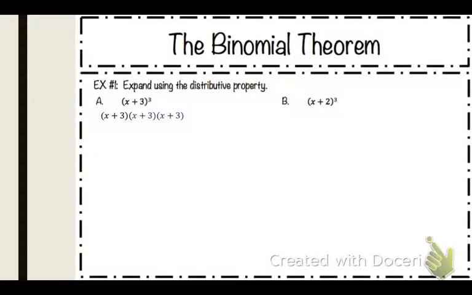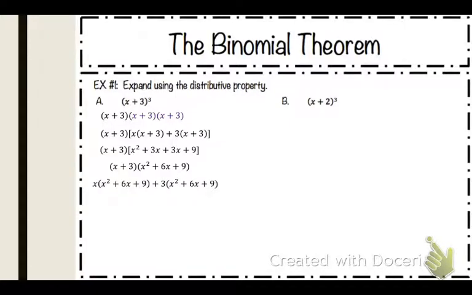We're going to multiply the second two using the distribution method. So we're going to multiply the x by the x plus 3 and the 3 by the x plus 3. And we end up with x squared plus 3x plus 3x plus 9. Combine those 3x's and we get x squared plus 6x plus 9. Then we're going to use the distribution method one more time. So we're going to multiply the x by that trinomial and the 3 by that trinomial. And you end up with x cubed plus 6x squared plus 9x plus 3x squared plus 18x plus 27.